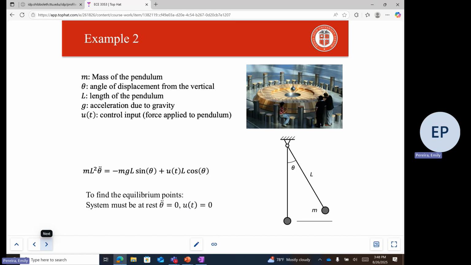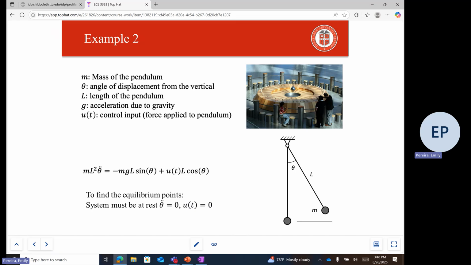So this is a simpler equation where now we're just looking at the swinging movement of this pendulum. So I don't know if you guys have seen this before. When I was growing up, we had this at the Science Museum. Very interesting. You could watch it for hours.